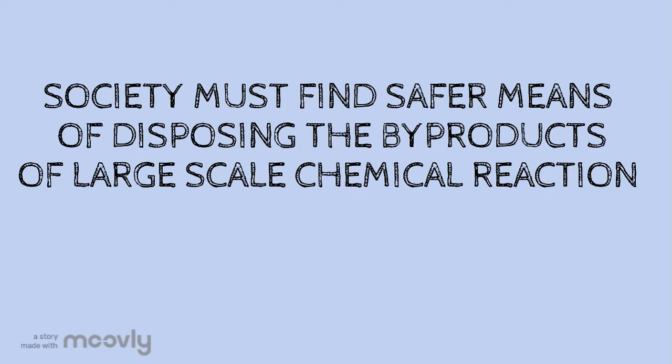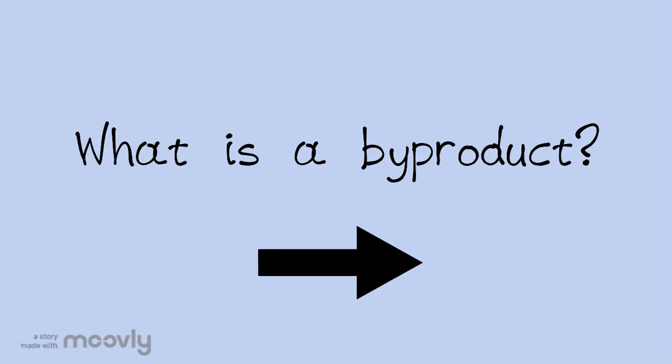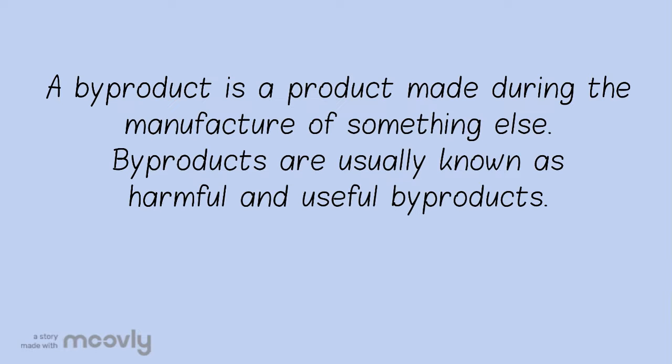Society must find a safer means of disposing the byproducts of large-scale chemical reactions. To start off, I will be talking about the different byproducts found in large-scale chemical reactions and how they can be disposed properly. But what is a byproduct? A byproduct is a product made during the manufacture of something else. Byproducts are usually known as harmful and useful byproducts.